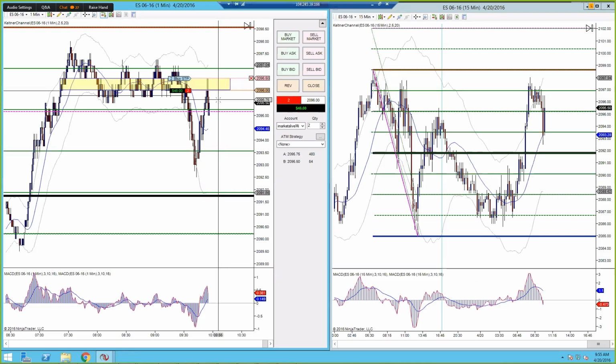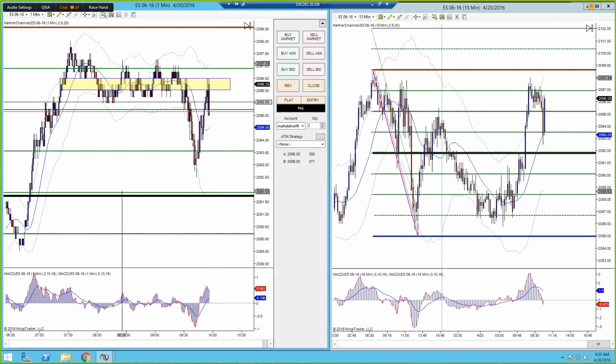Let's see if it's worth it here. Tough. Look at this. This is just a tough game this morning, man. Let's let it go, guys. I'm not going to mess with it anymore. Risk like 50 cents there.